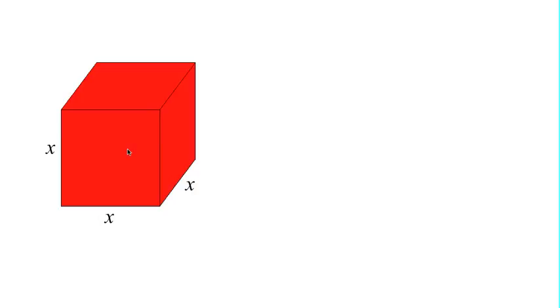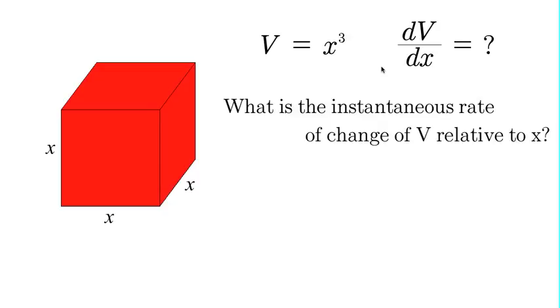So let's go back to the cube. All right, here's the cube of side x. And what we're saying is the volume is a physical representation of x cubed. We originally wanted to find the derivative of x cubed. That's the same as saying find the derivative of the volume with respect to x. What is that? What's the instantaneous rate of change of v relative to x?